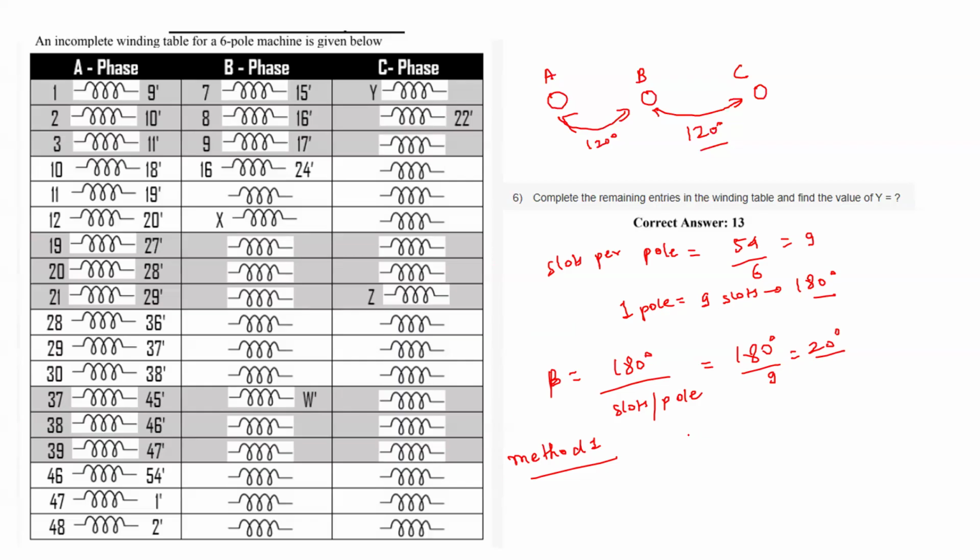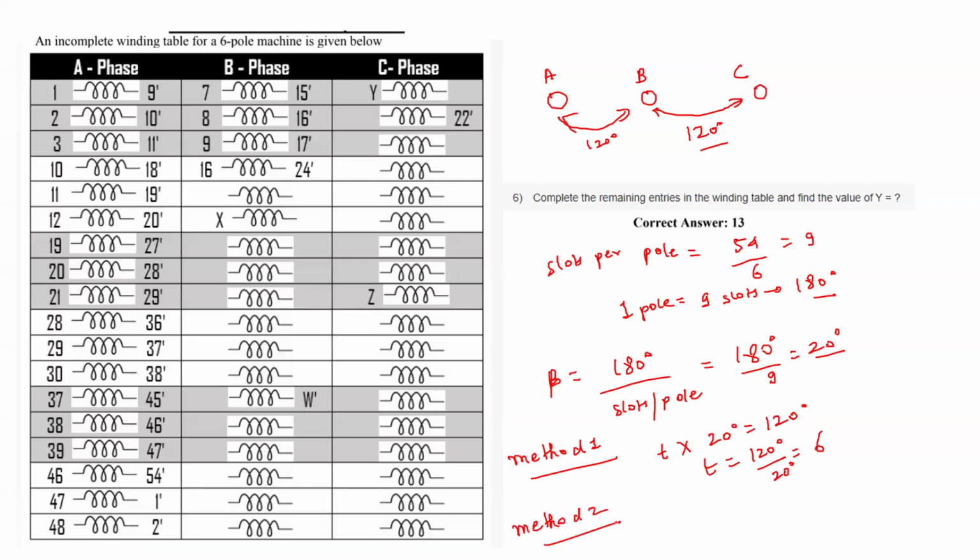M is already used, so let us say T. So T into 20 degrees should give me 120 degrees. So T in this case is 120 degrees by 20, which is 6. So 6 into 20 will give me 120 degrees. So for getting a 120-degree phase difference, I have to keep a slot difference of 6 slots.